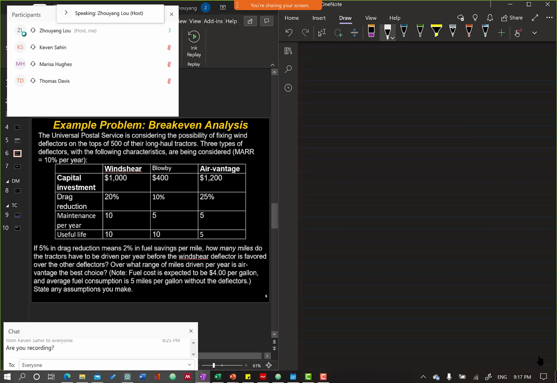Continue. For this one, since it's a break-even analysis type of problem, what we want to see is some type of worth equal, so the worth of this option equals another option, and we set that equal and find the unknown in the problem. So in this problem, that would be the miles. How many miles do the tractors have to be driven per year before the wind shear deflectors are favored over other deflectors? And we want to calculate the range.